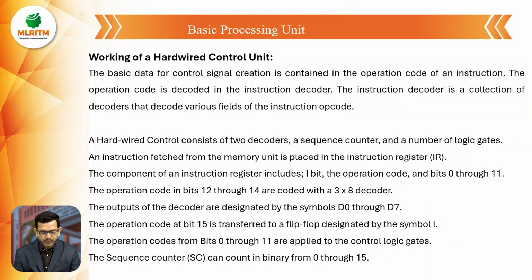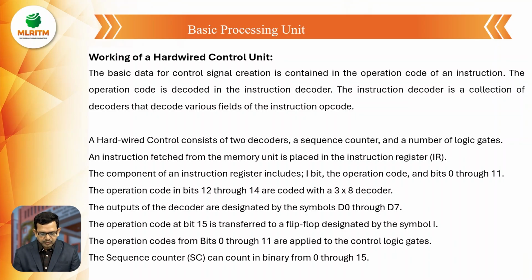Next, the components of the instruction register include one bit, the operation code, and the bits 0 through 11. The bits 0 to 11 occupy the memory, where all the instructions which are given as input are carried out. See, the operation code in bits 12 through 14 is decoded with a 3 by 8 decoder. The opcode is linked with a 3 by 8 decoder, and it is going to be decoded by the 3 by 8 decoder.